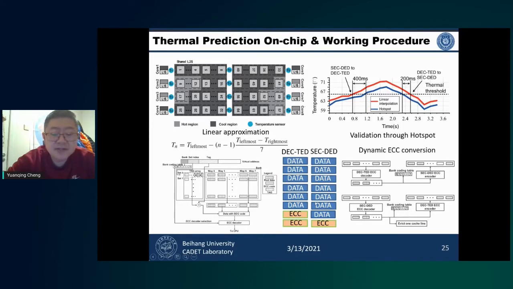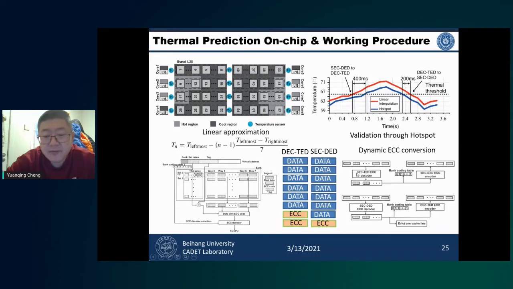But notice that with the applications running on different microprocessors, the workload changes with time. So the temperature distribution on chip may also change with time, and we have to propose a dynamic ECC conversion scheme. For example, at some time, the cool region may change into the hot region due to the temperature changes on chip. What ECC scheme is used in this cache bank?